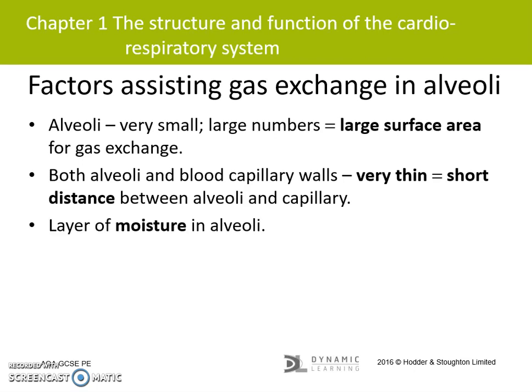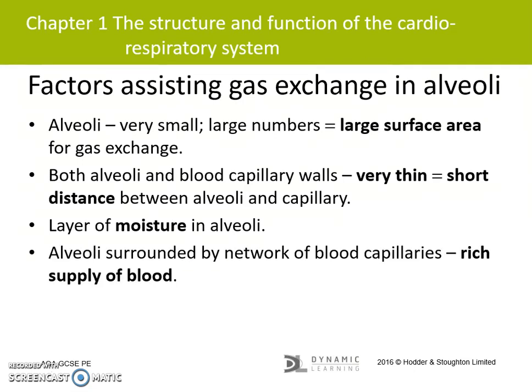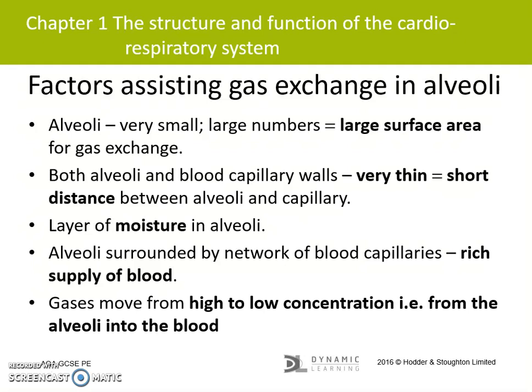Also, you've got a layer of moisture in the alveoli, and that can help with gaseous exchange as well. The important thing is the alveoli are covered in capillaries. Okay, so you've got a rich supply of blood constantly surrounding the alveoli, oxygenated blood, deoxygenated blood, the oxygen going in, the carbon dioxide coming out of the blood. And the gases always move from an area of high to low concentration. Oxygen moves from the alveoli, where there's high oxygen, into the blood, where there's low oxygen. So you've got all these different things that help an alveoli get oxygen into the blood.